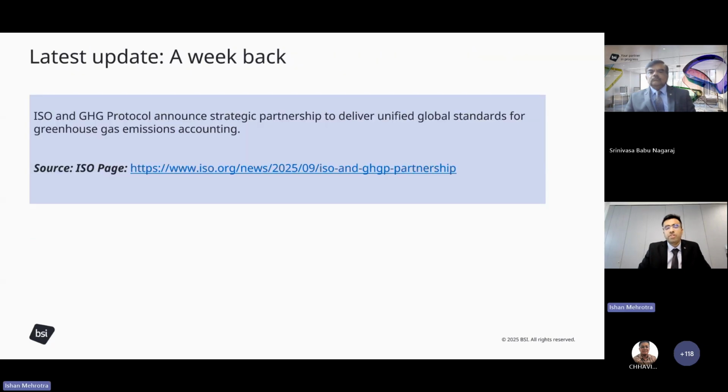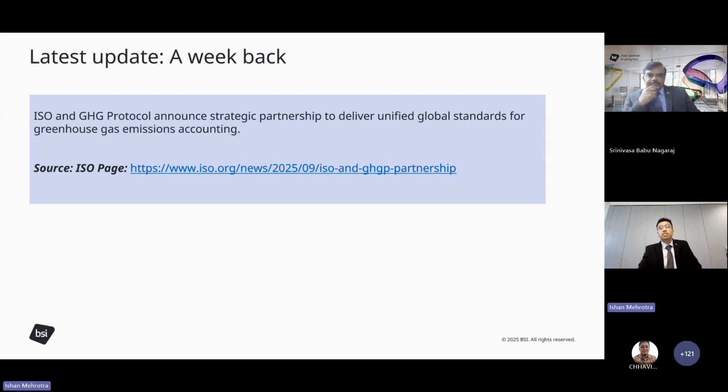A recent update which came just one week back is that ISO and the GHG Protocol have announced their partnership to come up with unified global standards for GHG accounting. And that's good news for the industries. Even I can suggest that moving forward, when you take training from someone, when you do some gap assessment or assurance, you can discuss with your partners to build up your knowledge in terms of what the similarities in these two standards are, and what the differences are. Like that, you can prepare yourself.